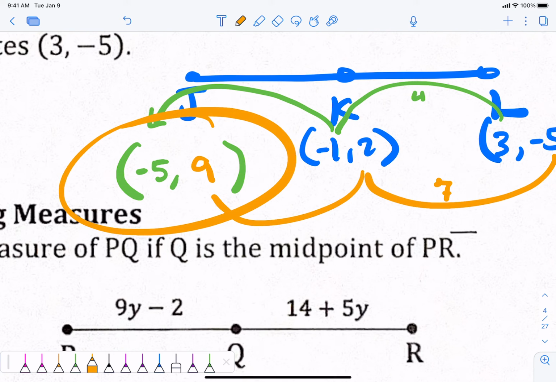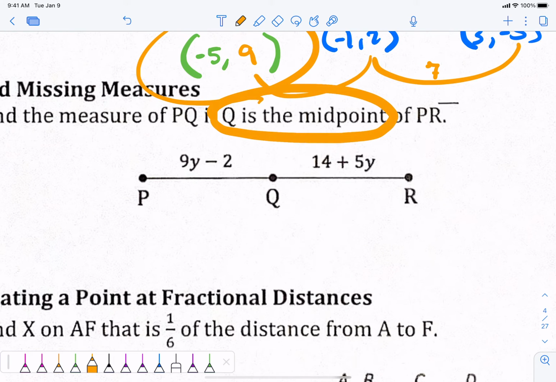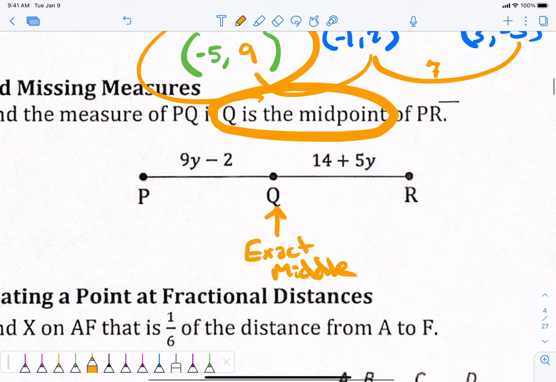Good? Okay, next one: find the measure of PQ. And here's the kicker. Q is the midpoint. Circle that. That's huge information. That's stuff that we need to know. We need to know that Q is exactly in the middle. Yesterday we dealt with points and we were talking about segmenting a line segment, but that middle point wasn't necessarily exactly in the middle, right? It was just somewhere in there. But we do know that this is the exact middle.